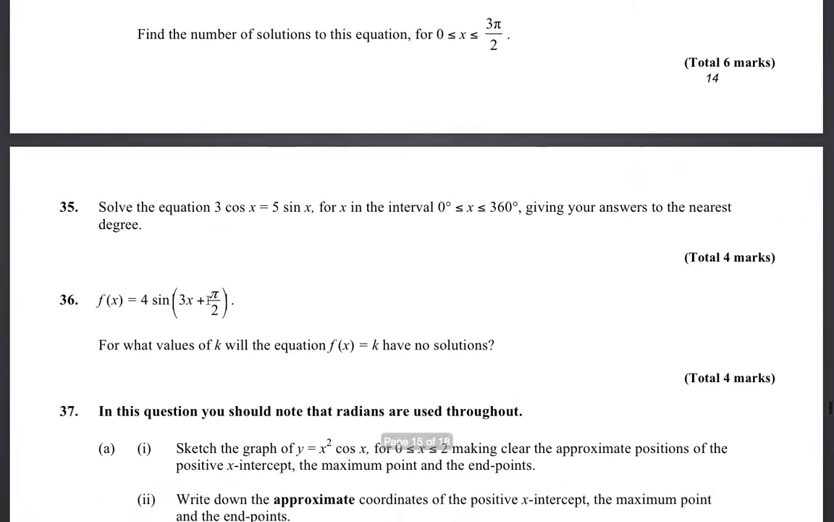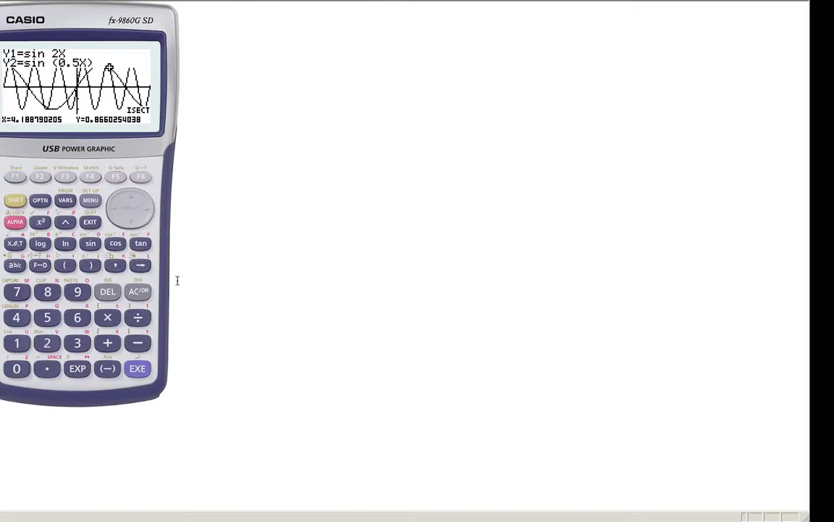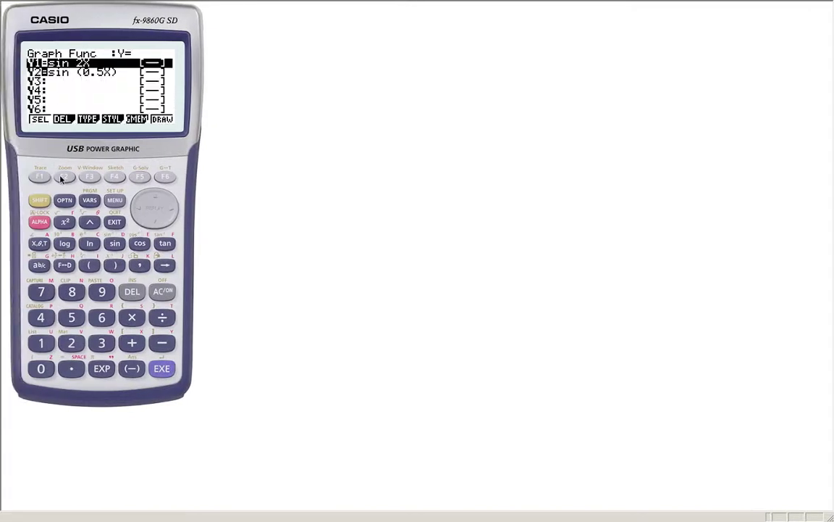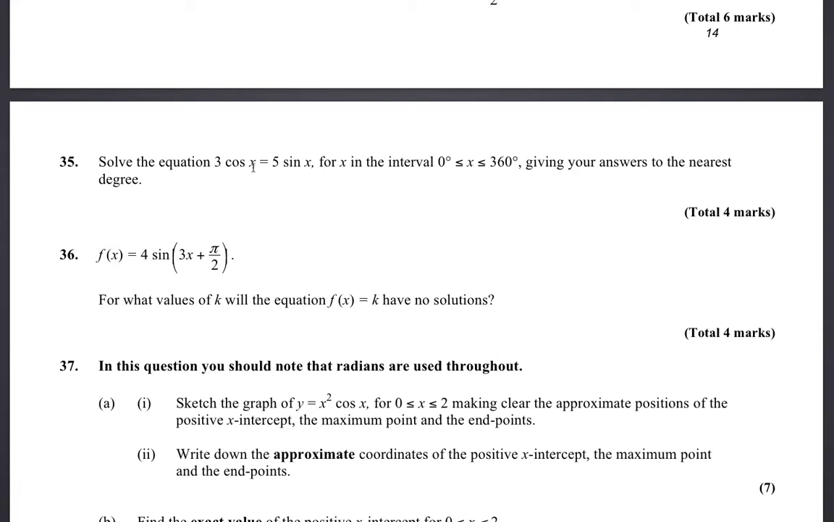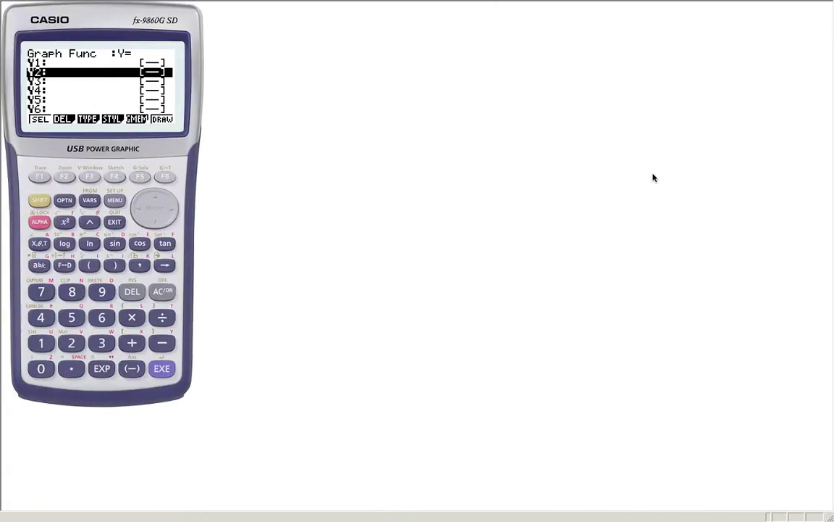So let us go to the next problem, the 35th one. So let me delete this. Solve the equation 3 cos x equal to 5 sin x for x in the interval 0 to 360 degrees, giving your answers to the nearest degree. So again, go to menu and change it to degrees. Shift menu, change it to degrees.